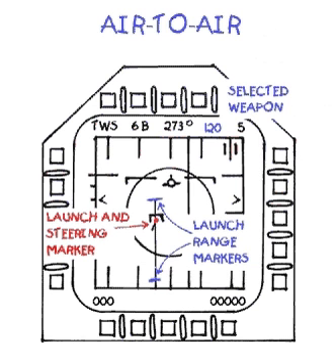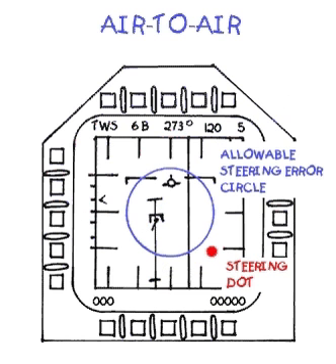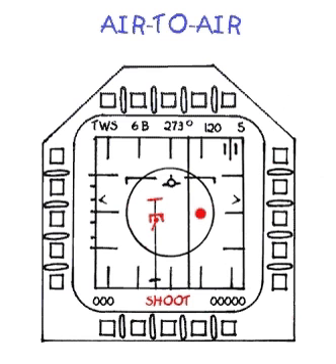Once you have designated a target, indicated by the launch and steering symbol on the contact, launch range markers are displayed for your selected weapon. Depending on the selected weapon, an allowable steering error circle, or ASE, and steering dot are presented on the radar. Maneuver to position the target below the top range marker and in the ASE. You'll receive a shoot cue. Pull the trigger or press return or the enter key. The 7 key tracks the missile view, or press 5 to view the target and the incoming missile.